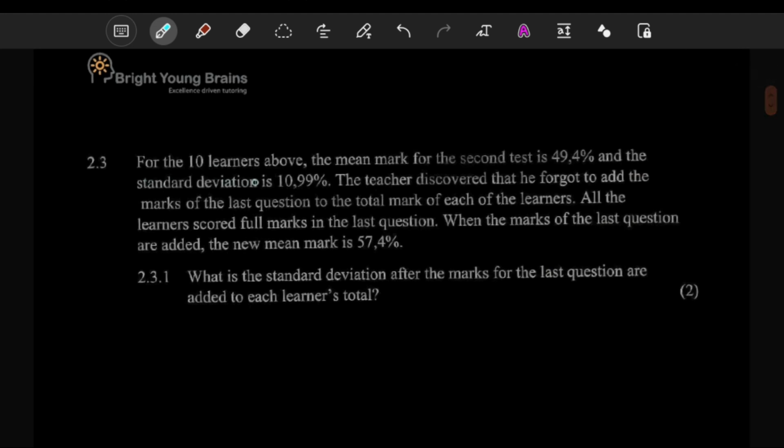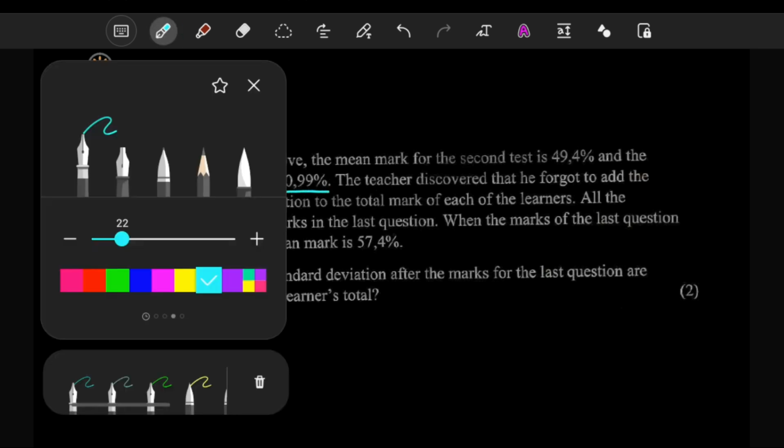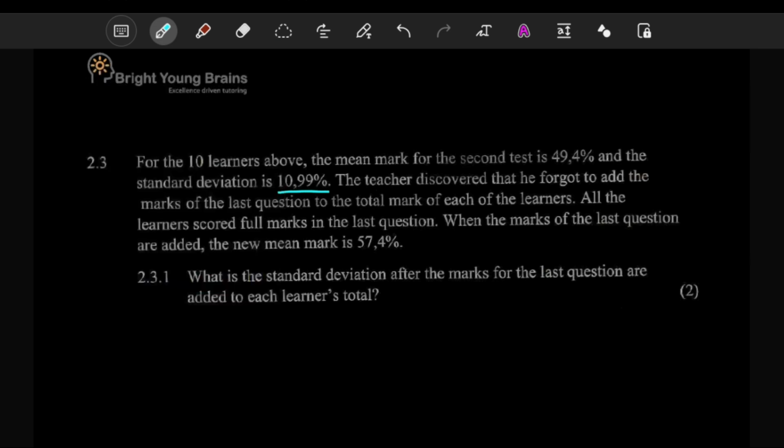It says for the 10 learners above, the mean mark for the second test is 49.4 and the standard deviation is 10.99. So obviously from the statistics course, it is made clear that your standard deviation gives you an idea of how far on average each value is from the mean. That's what standard deviation is, and this is something that is worded out in the course platform on the statistics course.